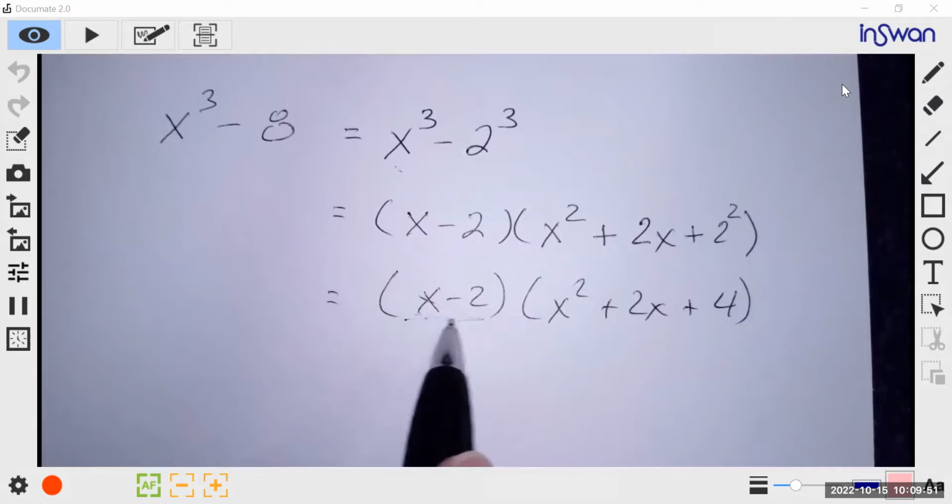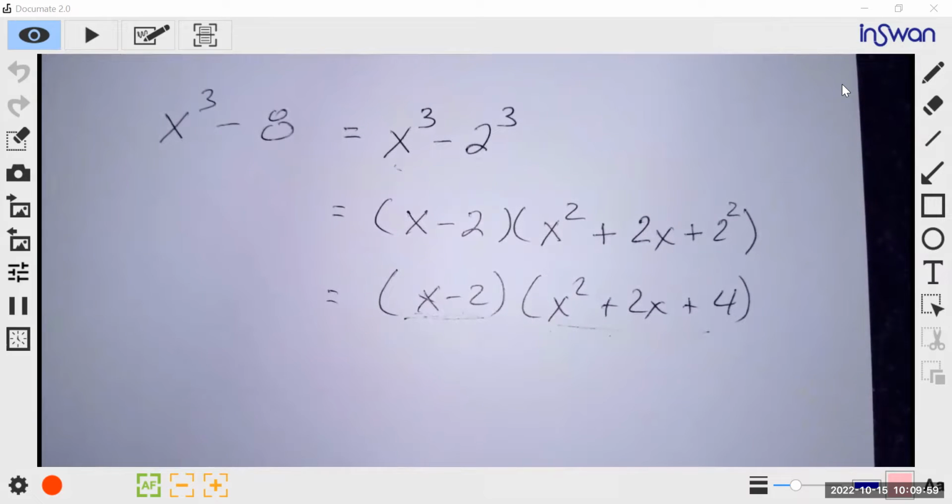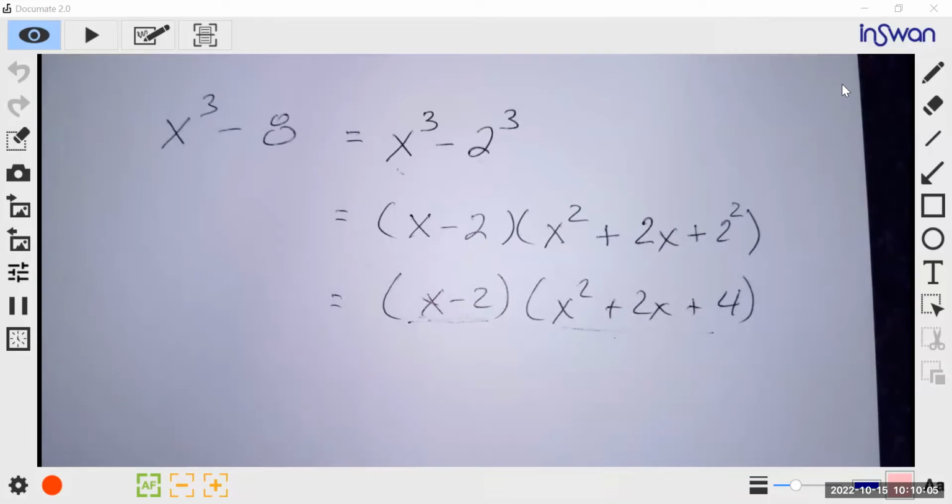You can solve for this one. It's going to be 2. This one does not have a solution. It's imaginary. So that's why it's 2 separate equations like that. Very good. So those are the factors.